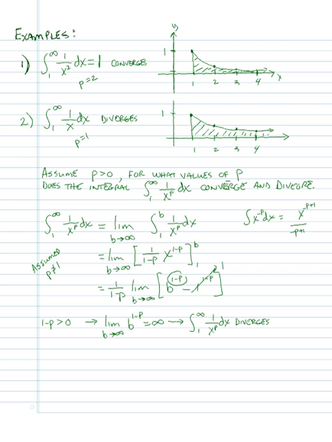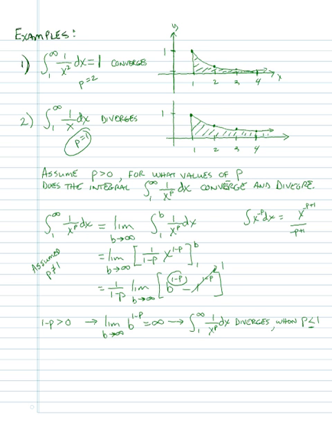Now, what does 1 minus p greater than 0 mean? Add p to both sides, that'd be 1 is greater than p, or a more convenient way to write it, when p is less than 1. Now, from above, we already know it diverges when p is equal to 1, so from above, we can say it diverges when p is less than or equal to 1.